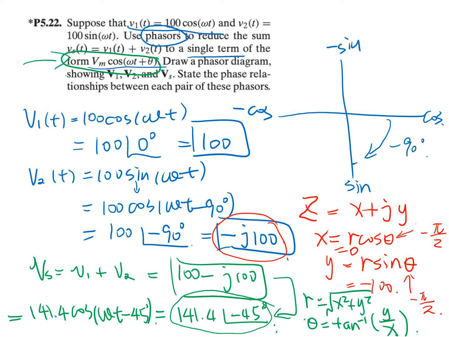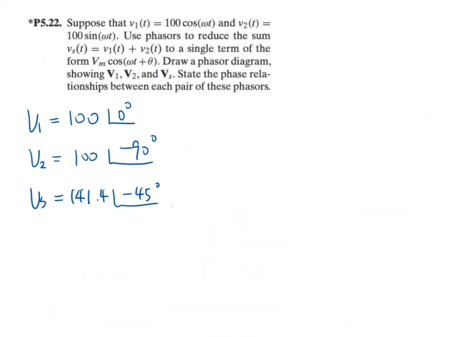We are also asked to draw a phasor diagram showing V1, V2, and Vs. Let's first draw V1. V1 is 100 the angle of 0 degrees, which means that the angle between the horizontal axis is 0, and R is 100. So let's draw it. This is 100, and this is 0 degrees. No angles between this and the horizontal axis. So this is 0 degree, and this is V1.